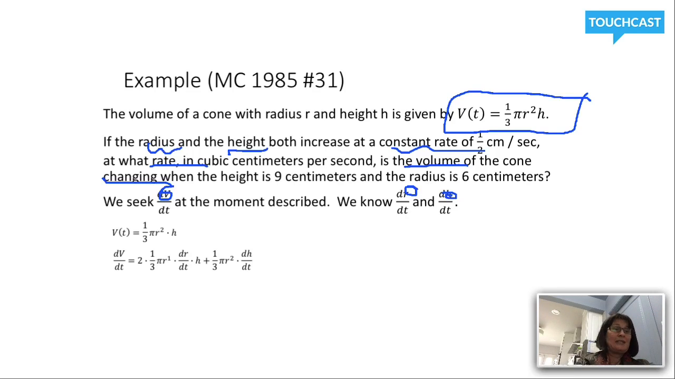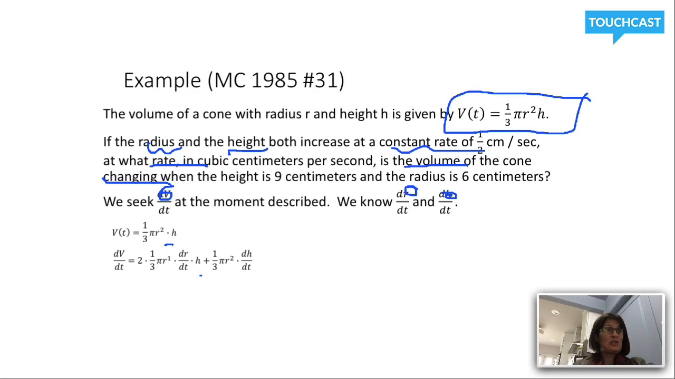Now I acknowledge that I was really taking the derivative with respect to time, so I multiply by dr dt. That's the derivative of the first. Don't forget I need a times the second, and my second was h, so that's where this h comes from. Plus the first, just the way it was, 1/3 pi r squared, times the derivative of the second. So 1/3 pi r squared times the derivative of h with respect to t is dh dt.